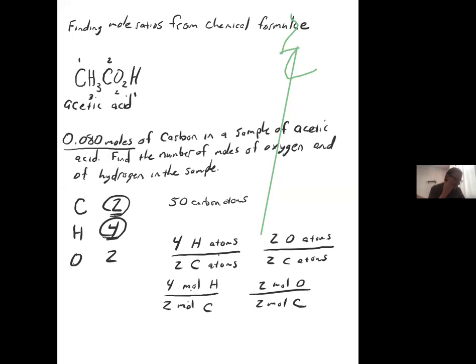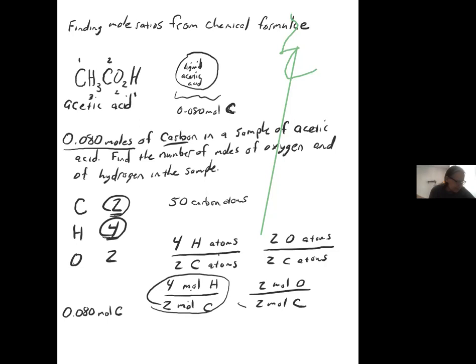Okay, so now we can solve this problem. You've got 0.08 moles of carbon in the sample. So really what they're doing is they're saying, look, you got this sample in here. It's like, you know, acetic acid is a liquid. So you've got this liquid inside of a container. And there's 0.08 moles of carbon in that sample, in that container. So how many moles of the other materials do you have? Well, you're just going to use these mole ratios here.